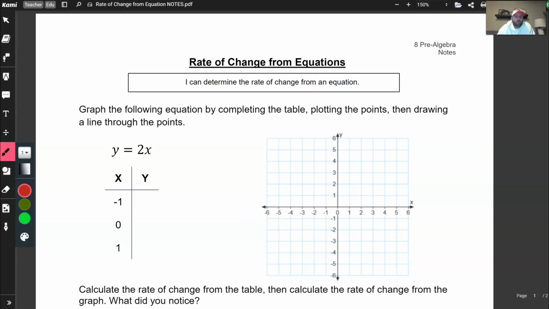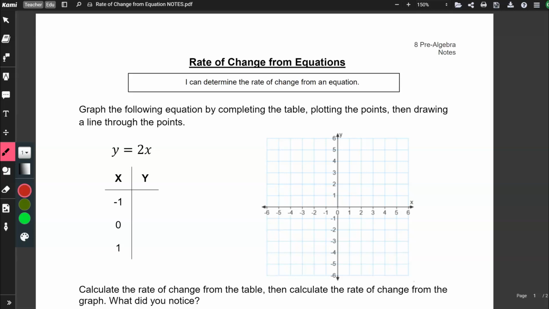Hey guys, welcome in. We are on our third day of notes here and examples for looking at rate of change. Today we're focusing in on rate of change from equations, being able to determine the rate of change from an equation, how we can use our tables and graphs, kind of overlapping what we've done the first couple days here and working through this.